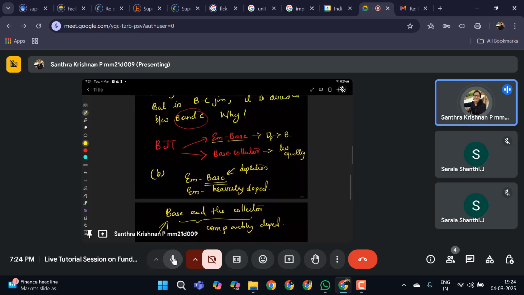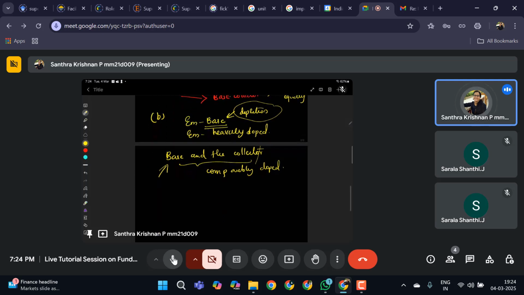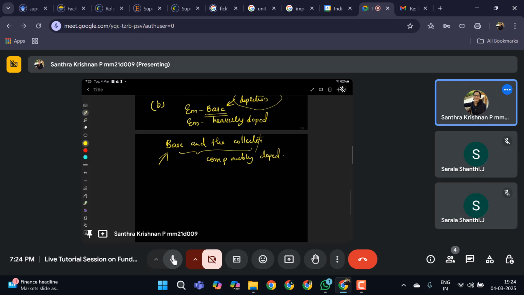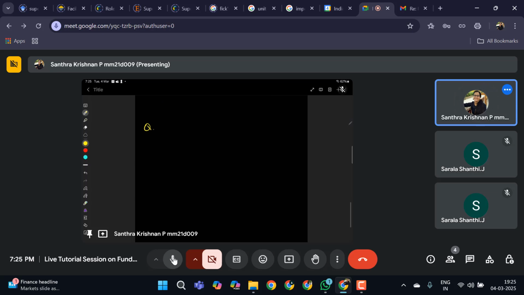So what happens is that in a bipolar junction transistor, there is the emitter base region and the base collector region, and compared to the base, the emitter region is heavily doped, so the depletion region would lie in the base. Comparing the base and collector, they are comparably doped, and therefore the depletion region will lie equally in both of them. So is it clear? Yes, ma'am. So we'll go to the next question.